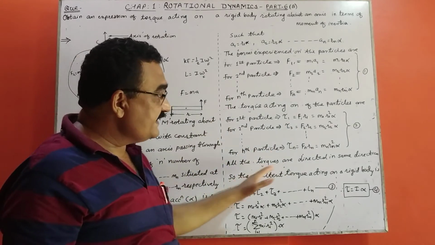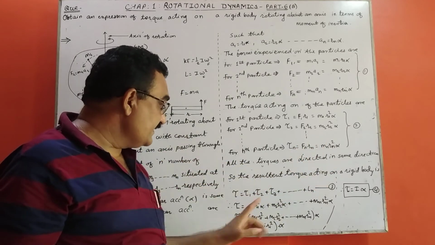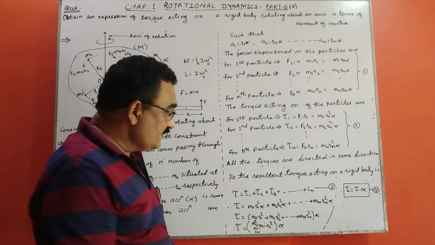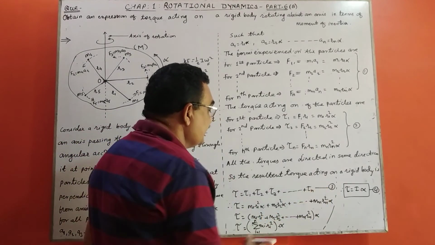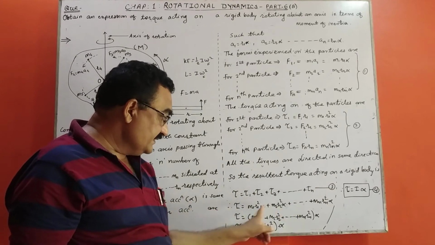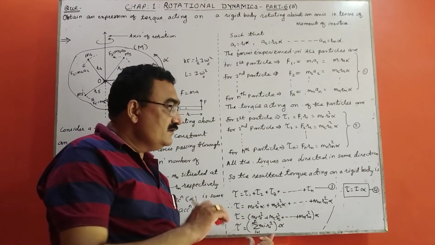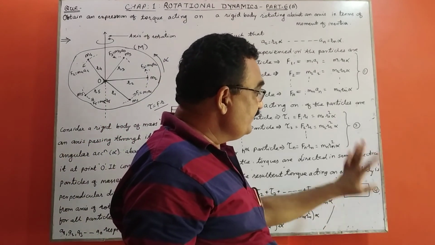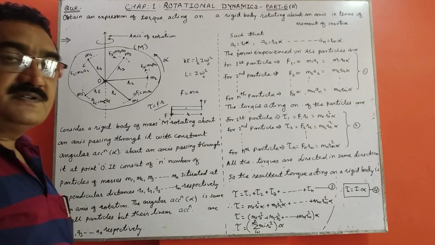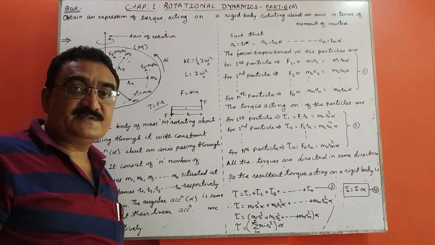Then all the torques are directed in the same direction. So the resultant torque acting on a rigid body is the sum of all torques. Now we can write it. Then put the values of the individual torques. Then taking alpha common, write this bracket in the form of summation, which is nothing but the moment of inertia. In this way we get the equation of torque acting on a rigid body rotating about an axis passing through it.